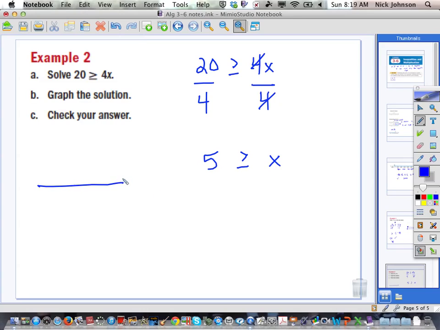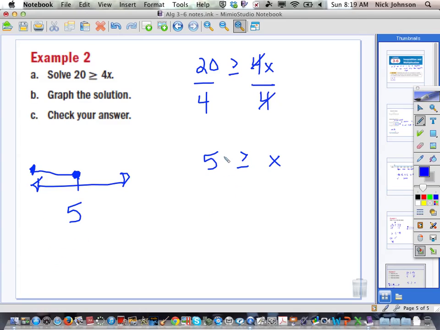So when I graph this, my point of interest is 5. I have a closed circle. Why do I have a closed circle? Because I have an equals to. Always read from the x, people. I can't say this enough. Always read from the x, or the variable. X is less than or equal to 5. Where's less than? Less than is to the left.